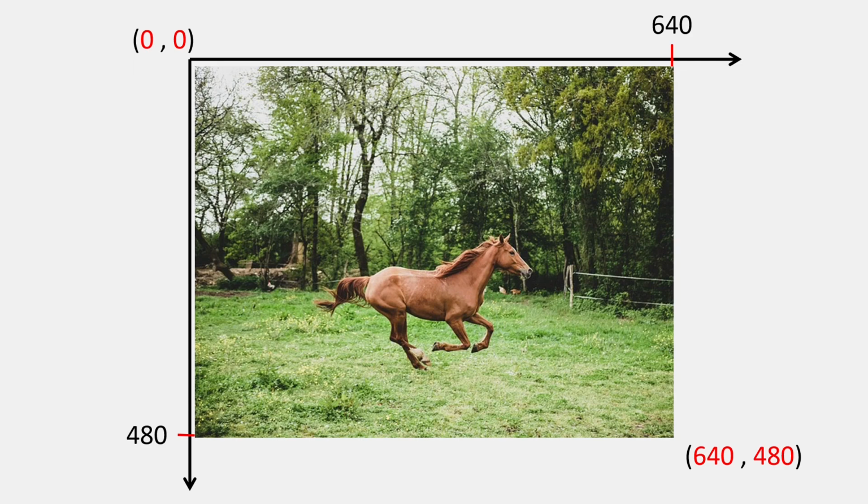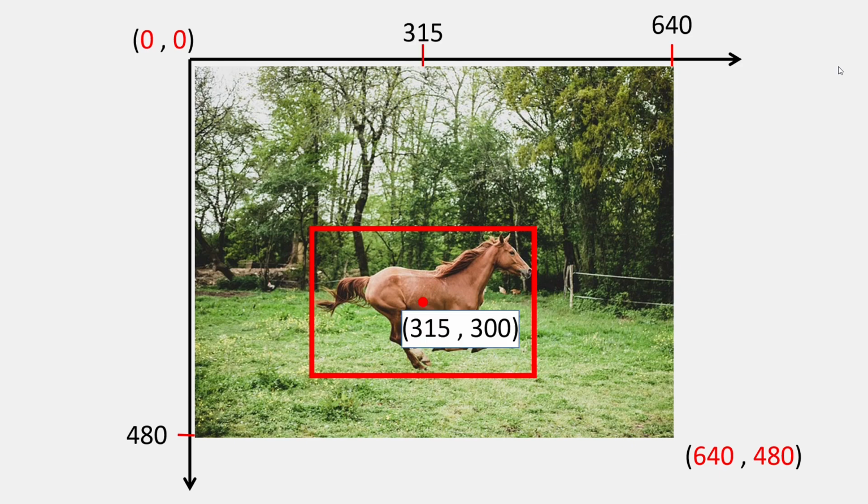So now let's come to the bounding box part. In this image, you can see a horse that is running, and this is the bounding box in red color. Now when we talk about YOLO, we are actually interested in the center of the bounding box. So let's say the center of this bounding box is 315, 300. That is, the x coordinate of the center is 315 and the y coordinate of the center is 300. Both of these values are in pixels.